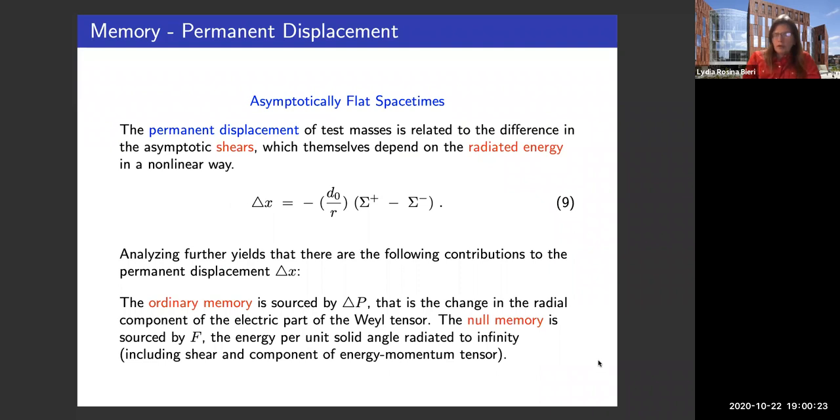So back to our displacement. I have maybe 2 more minutes to finish here.